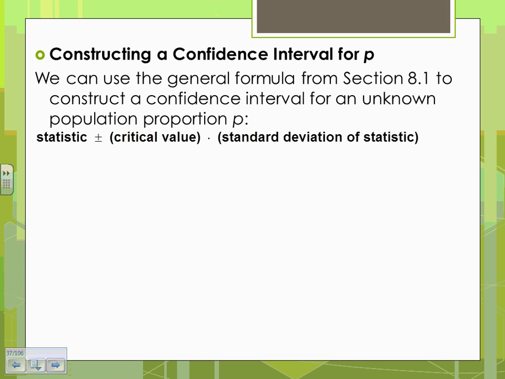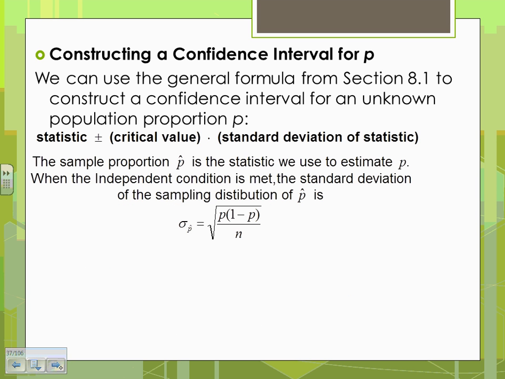All right, so just a little review from 8.1. We said a confidence interval is going to be the statistic plus or minus the critical value times the standard deviation of the statistic. And we know the standard deviation, and we can get the statistic.